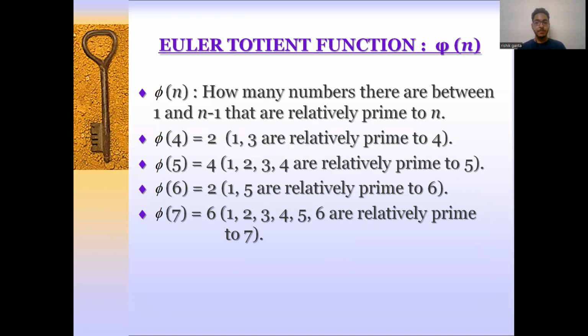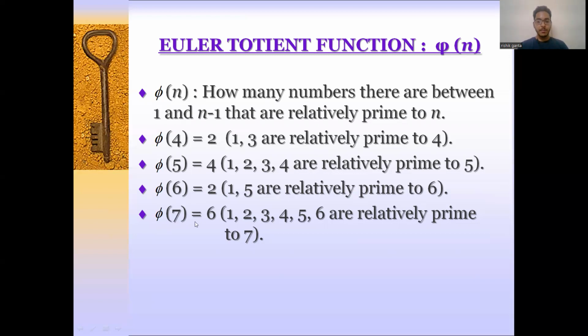For example, if we take phi of 4, then we get the answer as 2, because between 1 and 3, the numbers 1 and 3 are relatively prime to 4. And for phi of 5, we get the answer as 4, as 1, 2, 3, and 4 are relatively prime to 5. And again, when we take phi of 6, we get 2, which is 1 and 5, which are relatively prime to 6.